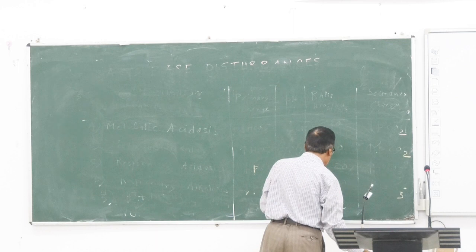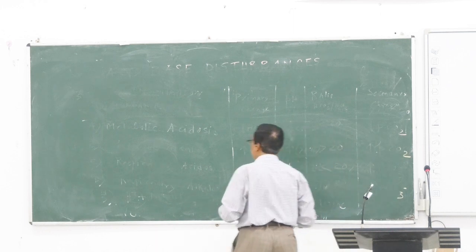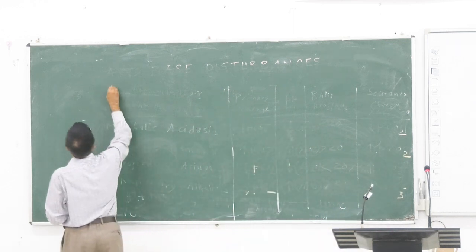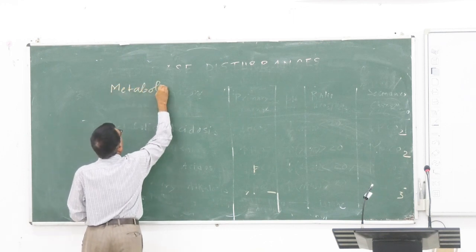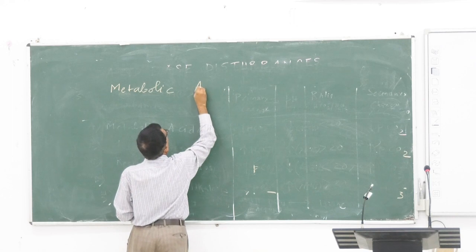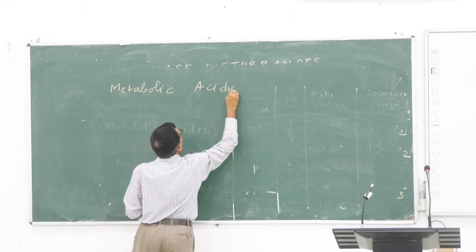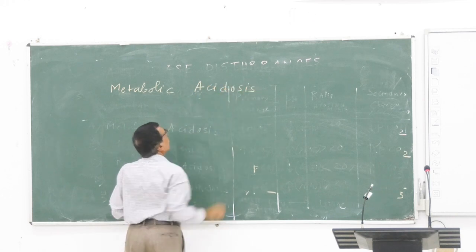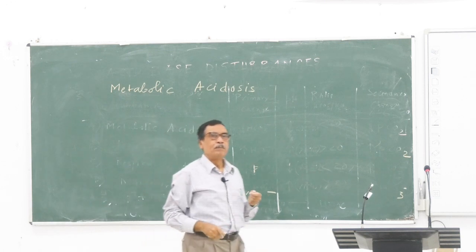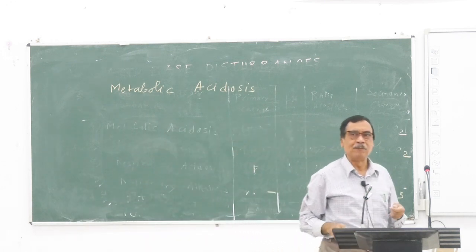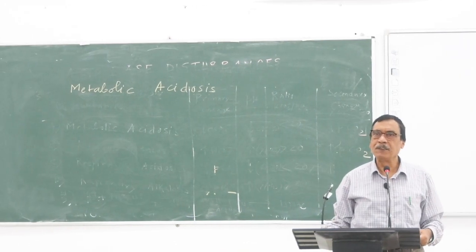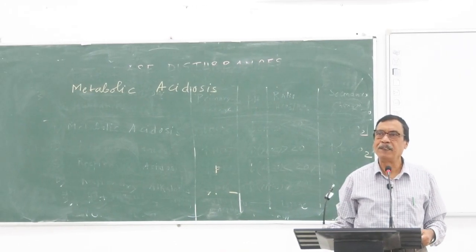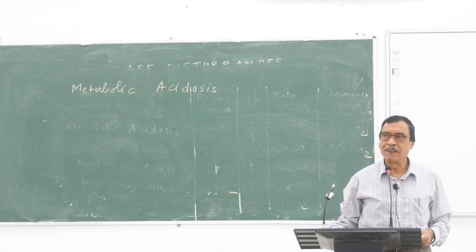Now I am coming to the metabolic acidosis. It is due to primary deficit of bicarbonate. Metabolic acidosis is due to primary decrease of bicarbonate, as I have told.